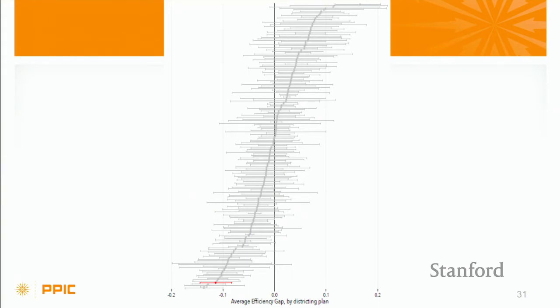And you can see that a lot of these plans end up crossing this zero line. So one of the interesting things about the efficiency gap is that while there are a lot of plans that tilt one way or the other, generally speaking, they are reasonably fair. So plans that have high efficiency gaps and don't show any indication they're going to cross that zero point are relatively rare.